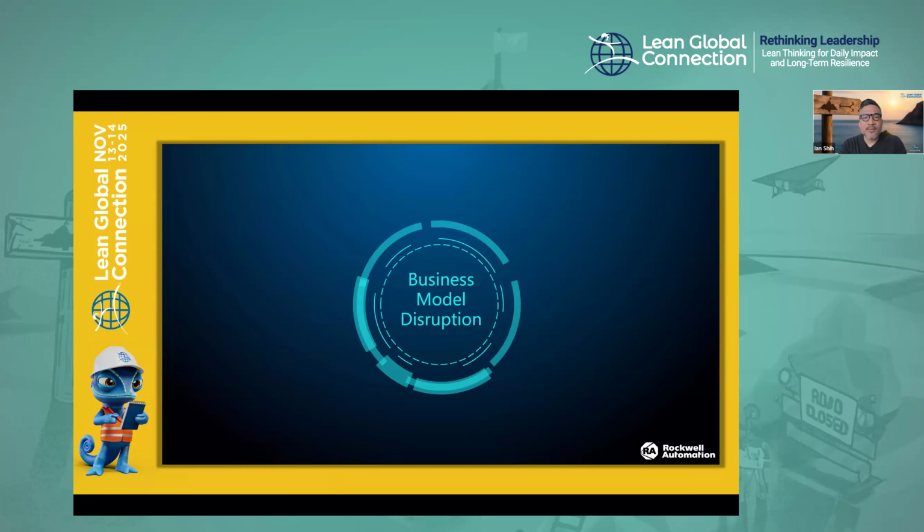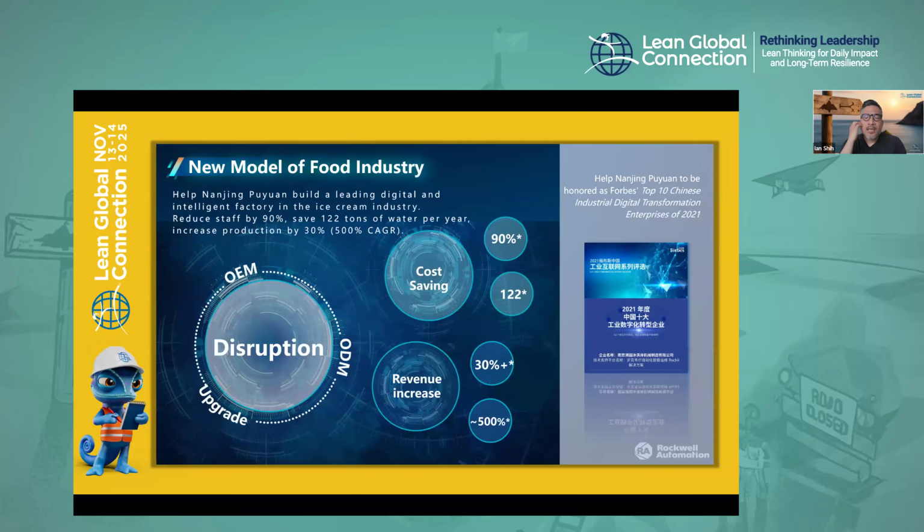Let's talk quickly about business model disruption. This is a very interesting case that won a top 10 digital transformation case in China by Forbes in 2021. Our customer is the market-leading ice cream machine and ice cream production line builder in China. They have roughly 70% of the market share.